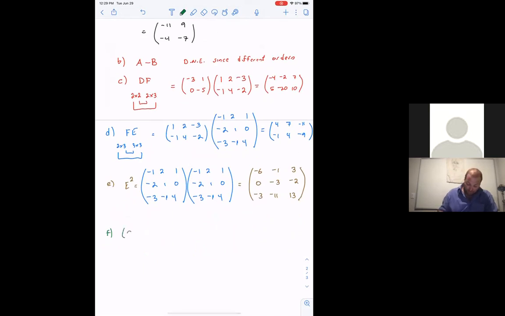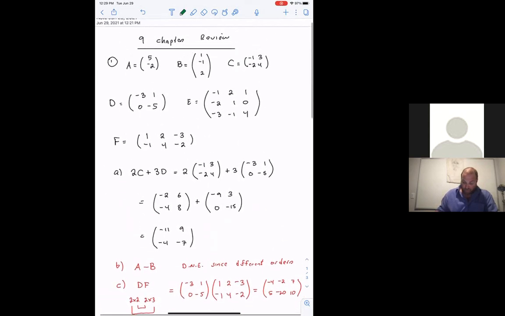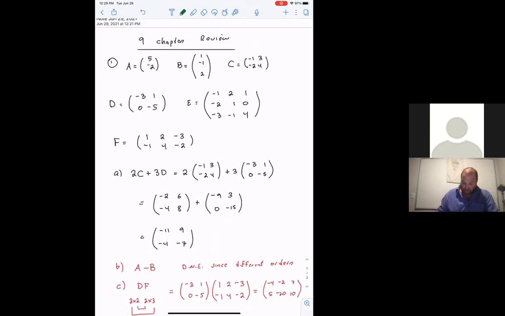Part F, C plus D, quantity squared. So C and D are the same size, so I can add them, and I get a square matrix, which I can then square.